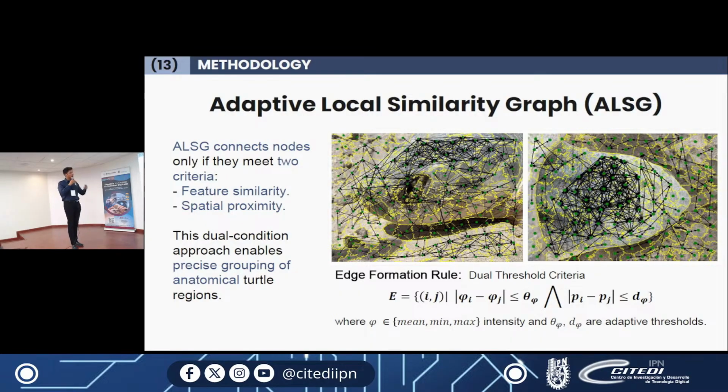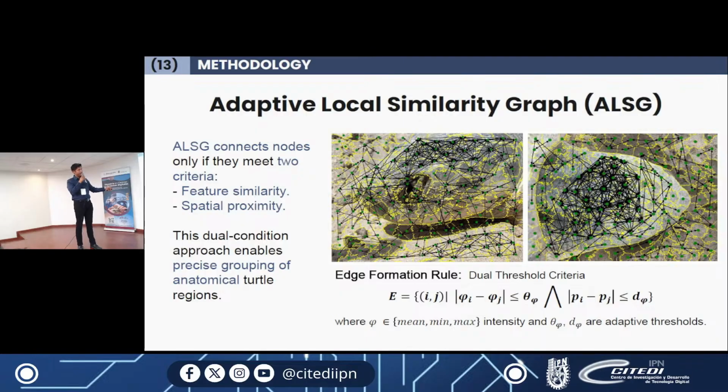Finally, the adaptive local similarity graph. This is my own model. ALSG connects nodes only if they meet 2 criteria. The first is feature similarity, if 2 nodes have similar color intensity, and the second is spatial proximity, meaning they are close to each other. This dual connection approach enables the precise grouping of anatomical turtle regions. This is the general rule. We have a threshold in each case. If we have similar intensity and if one node is close to the other node, we make the connection.